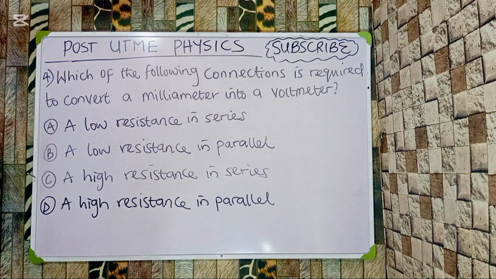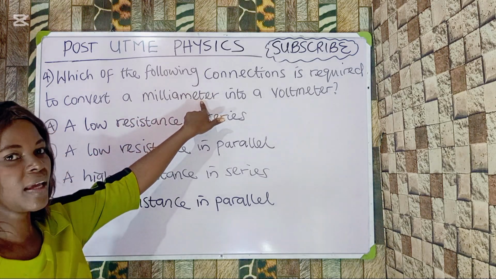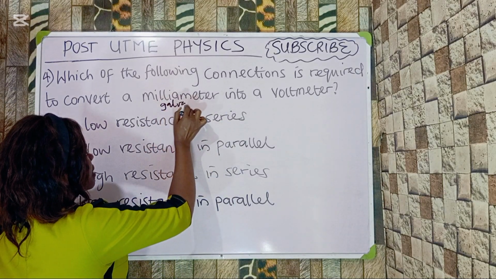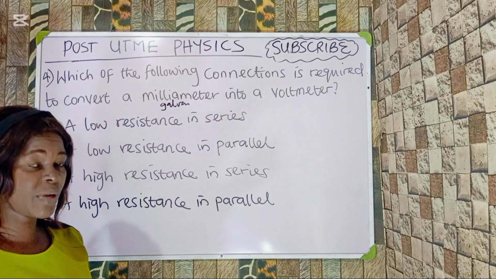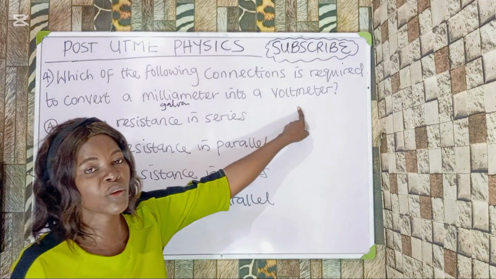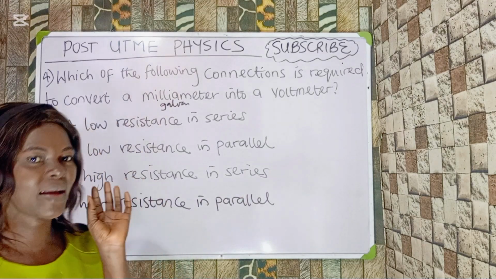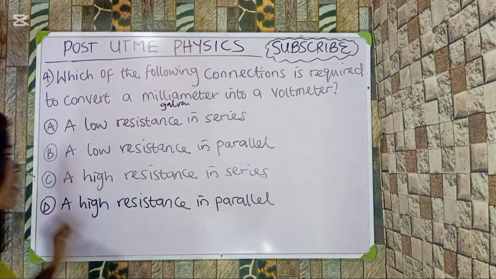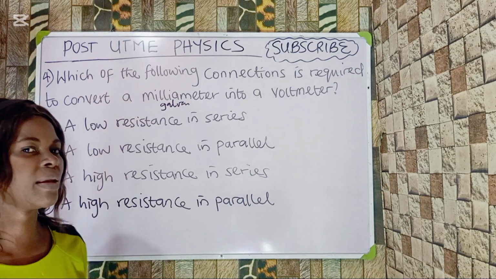Now, what we must look at is this: a milliammeter. This milliammeter is also said to be a galvanometer. This is another way of saying galvanometer because it measures in milliamperes. Now, how do we convert it to a voltmeter? We are going to use a high resistance wire connected in series. The name of that high resistance wire is called a multiplier.